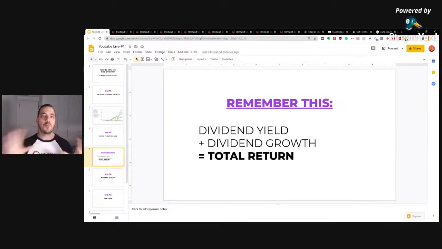Obviously, I'm super simplifying this. There's another element to this equation, and that's the price to earnings differential as well. For the sake of simplicity, I'm not going to cover that in this workshop. But basically, that's it, guys. If you can find a dividend yield and dividend growth rate that sum to 10 or more, that's an amazing starting point. So let's do that.